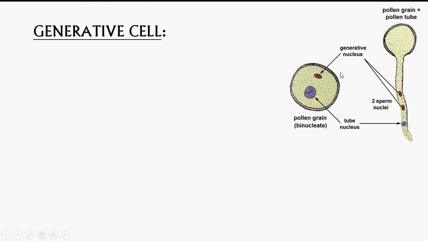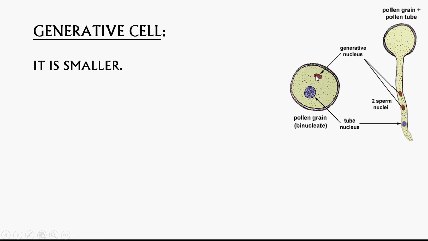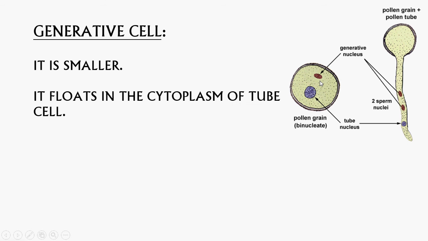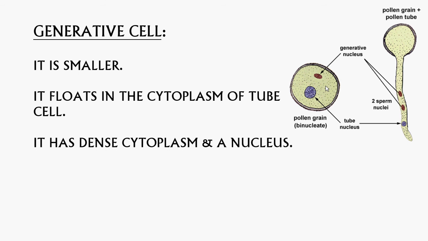Now, the generative cell. Here it is in this diagram. This is the generative cell, and this entire cell is the vegetative cell, with the vegetative nucleus or tube nucleus. The generative cell, when compared to the vegetative cell, is smaller, and it floats in the cytoplasm of the vegetative cell or tube cell. The generative cell has dense cytoplasm and a small nucleus.